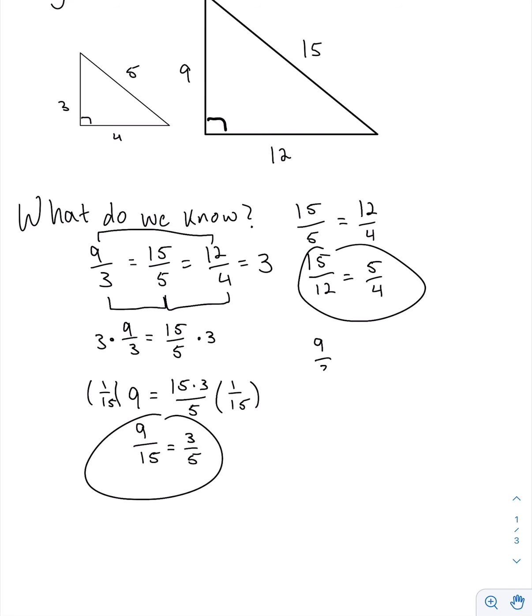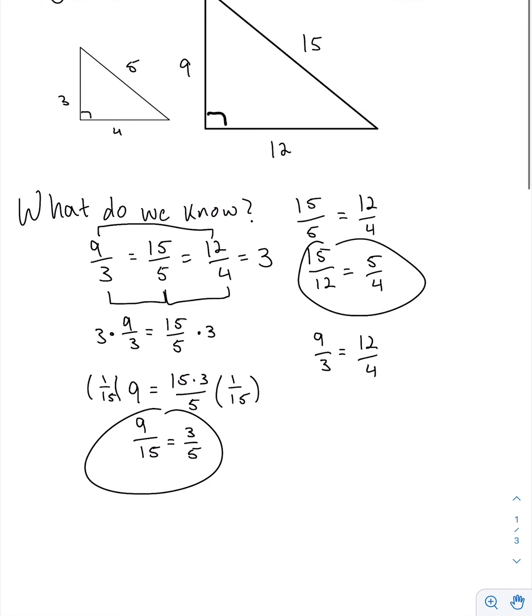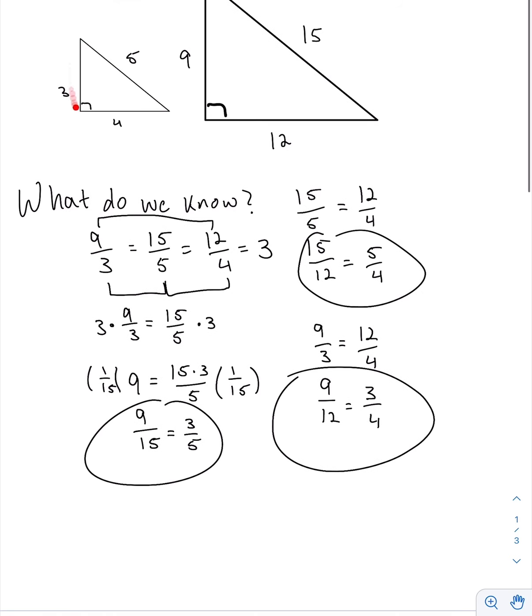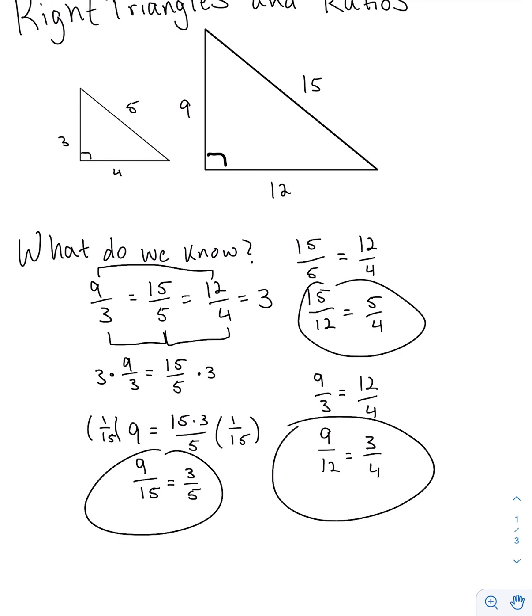Now we have one more pair to look at, 9/3 and 12/4. So 9 divided by 3 equals 12 over 4. Again, we can go through these steps that we saw here, and eventually our result is going to be that 9 over 12 is equal to 3 over 4. And similar to the other two things we've talked about, this represents the ratio of two sides within our triangle. It's this side and this side for our big triangle, and this side and this side for our small triangle.